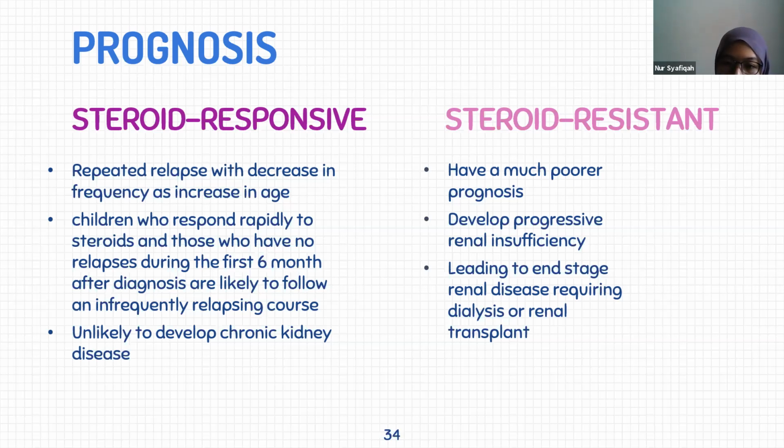But for steroid resistant, they have much poorer prognosis, where there's development of progressive renal insufficiency that can lead to end-stage renal disease requiring dialysis or renal transplant. So we have to manage the patient and plan for the dialysis and also renal transplant.